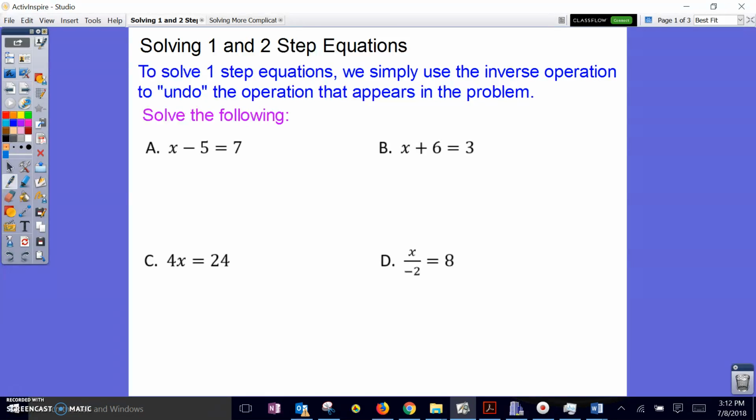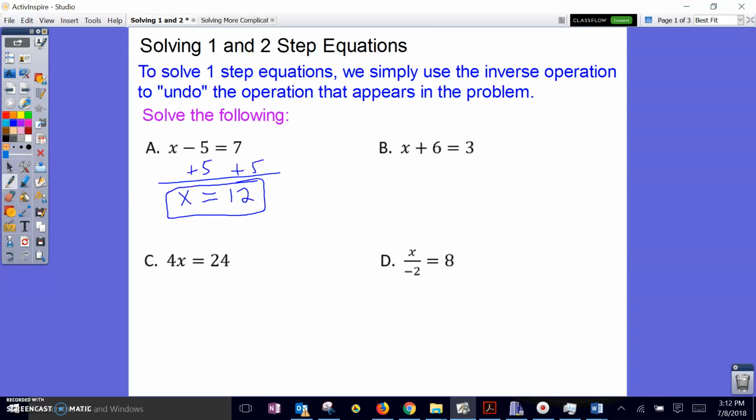We've got x minus 5 equals 7. So the operation that appears is subtraction. The inverse of that is addition. And so we're just going to undo this by adding 5 to both sides. And we go ahead and do that. We end up with x on the left, and 7 plus 5 gives us 12 on the right.